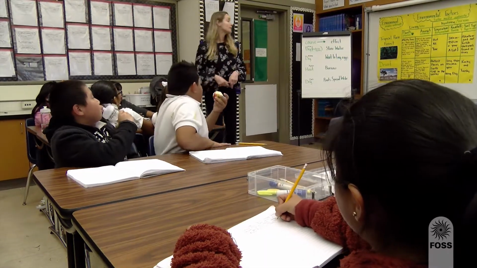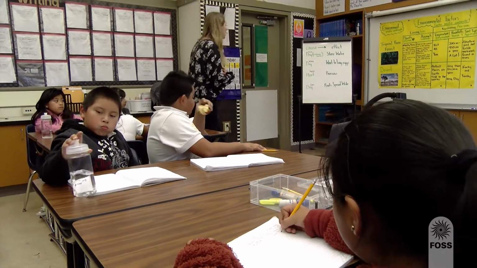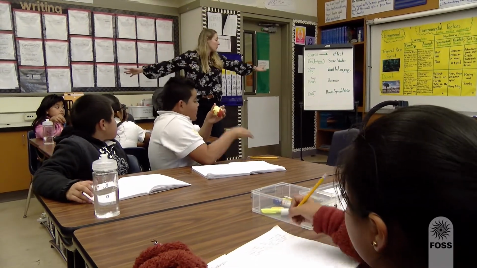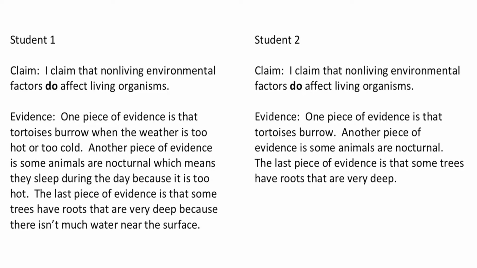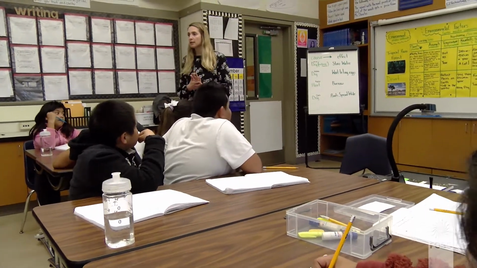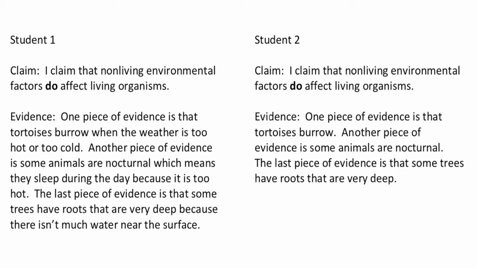Here, the teacher is using a next step strategy called critical competitor to focus students on using cause and effect to improve their evidence when responding to the focus question. The teacher provides two samples of student writing, one that uses cause and effect as their evidence and one that does not. Here I have two students that wanted to support the claim that non-living environmental factors do affect living organisms. Each student had the same claim, and they both backed it up with evidence.